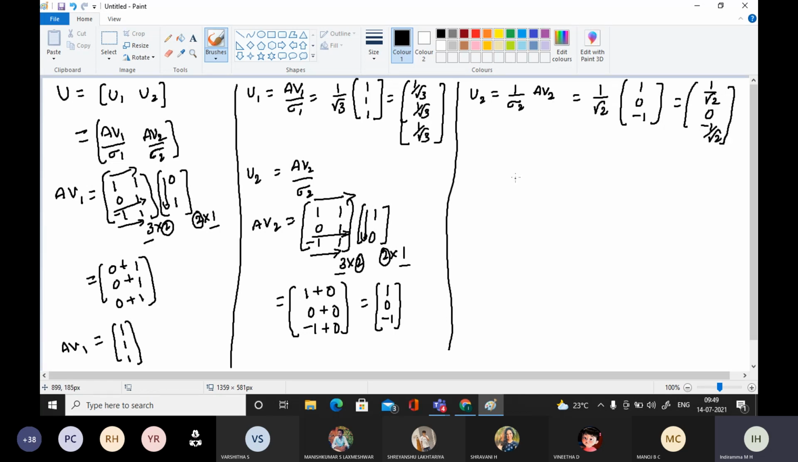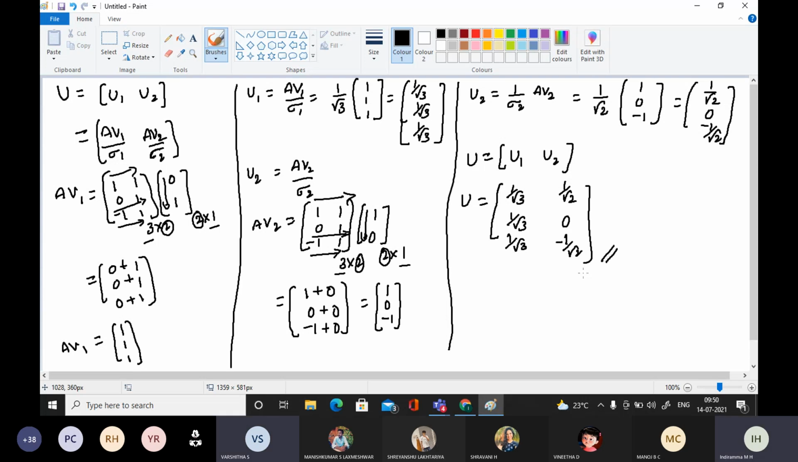Now construct U. So U is equal to U1, U2. What is U1? 1 by root 3, 1 by root 3, 1 by root 3. What is U2? 1 by root 2, 0, minus 1 by root 2. Did you all clear in finding U? Yes, ma'am.